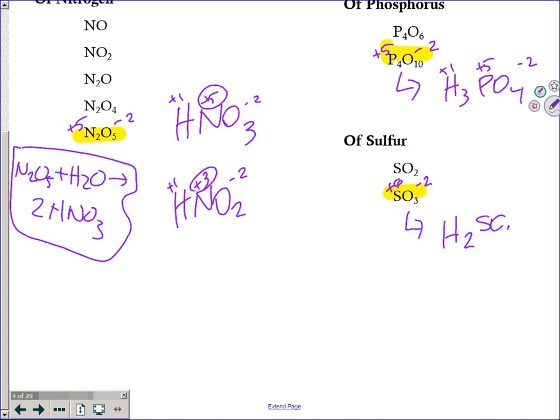Sulfuric. We have a -2 plus 1, and then overall, leaving us with a -6, we need a +6 on the sulfur. Okay? So those are acidic anhydrides, meaning that when they are added to water, all these nonmetals or nonmetal oxides would form acids. So we can predict it by just looking for the oxidation state to stay the same.